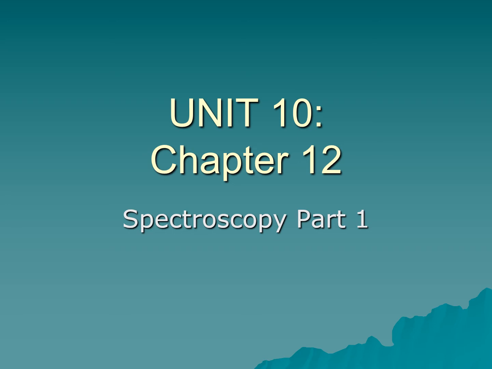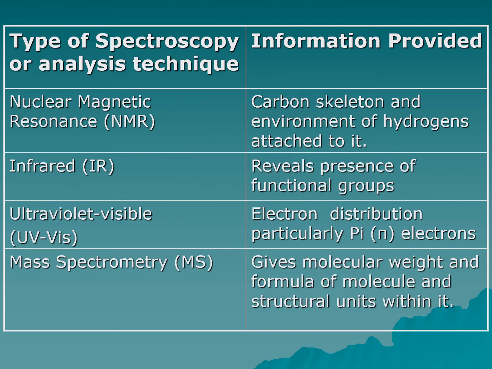Hi everybody, it's Unit 10, Chapter 12, and this is Spectroscopy Part 1. Spectroscopy is an analysis technique that helps us know what is in our molecule. There's a technique called nuclear magnetic resonance spectroscopy, also known as NMR, and what you find out from that is the carbon skeleton, if you do a carbon NMR, and you can also find out the kinds of hydrogens that are in the molecule.